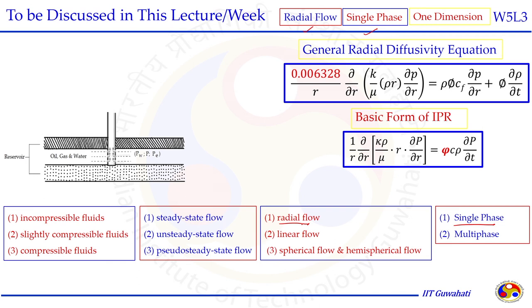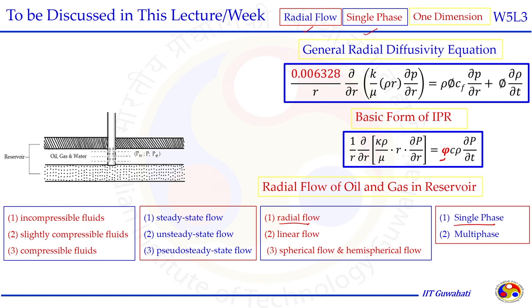Both equations, the general radial diffusivity equation and the basic IPR equation developed in the previous class, are applicable for a one-dimensional single phase radial flow system. Both equations are identical in some senses; only the way they are represented and the assumptions taken are slightly different. For example, in the general radial diffusivity equation, we did not consider even the porosity to be constant, while in the basic IPR equation, we consider the porosity to be constant. Another parameter considered constant in both equations is the pay zone thickness, that is h.